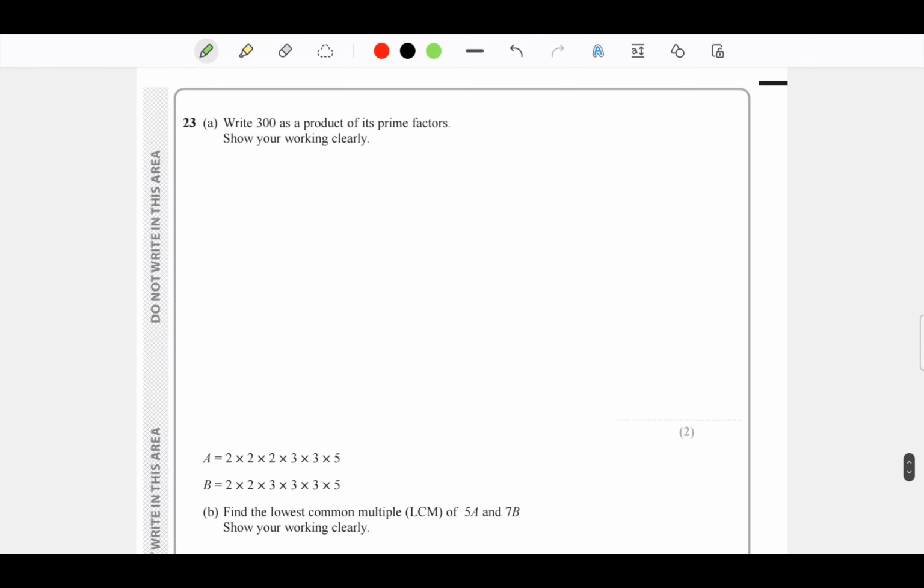Alright, question number 23. Write 300 as a product of its prime factors. Show working clearly. Right, so this is quite simple, but it takes a little time. What I would do is write the value 300. I'm just going to divide it by 2 first.